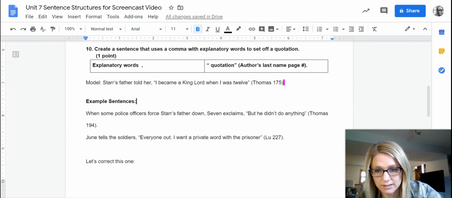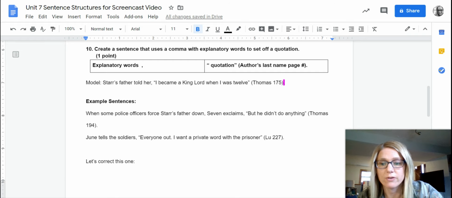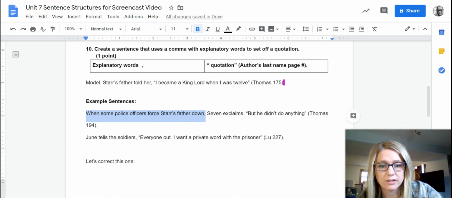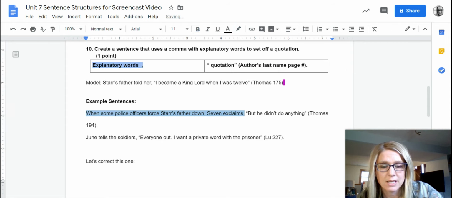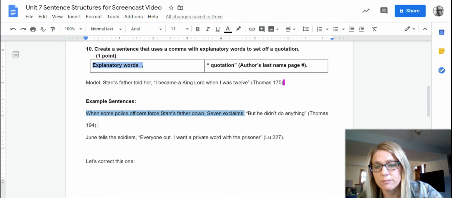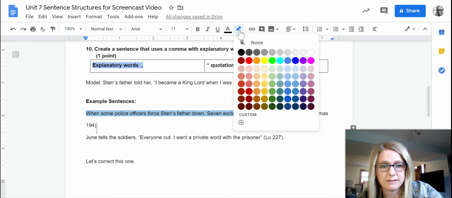For instance, I pulled again a couple of sentences from first hour. When some police officers force Star's father down, Stephen exclaims, "This is awesome." So, great introductory words right here, explanatory words. Here's the comma before the quotation marks. Here's the direct quote from the book. Notice there's no punctuation right here. And then we've got the parenthetical citation, author's last name, page number, and the period at the end.